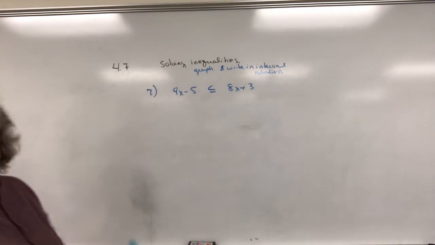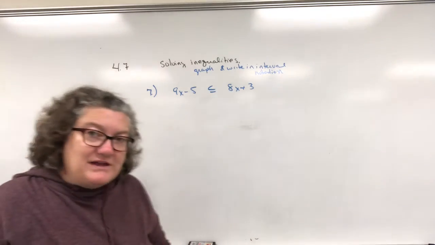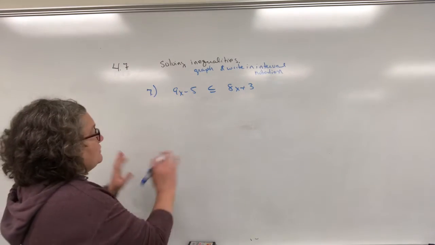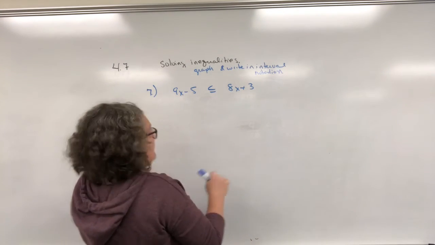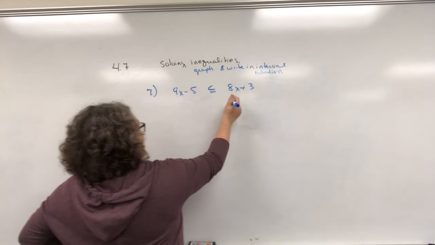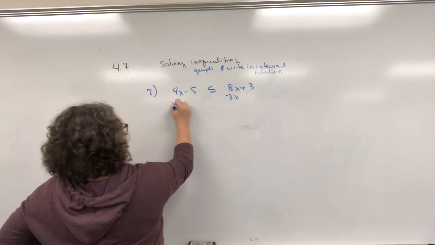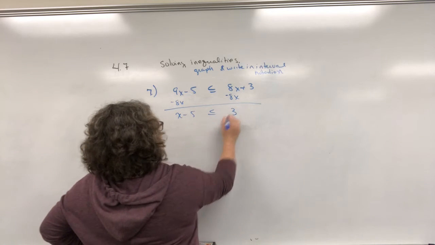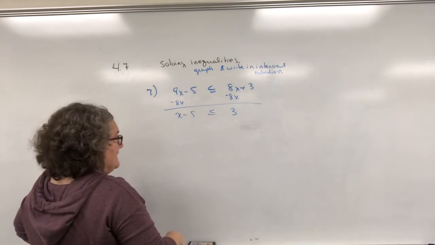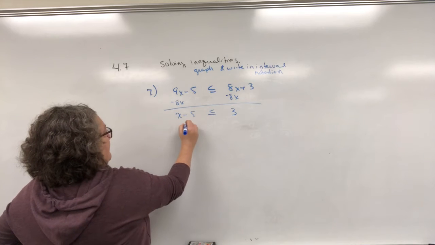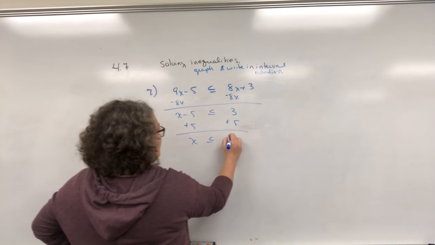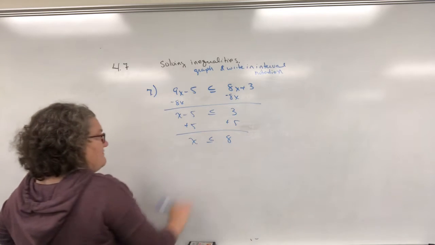All right, so the first thing we do, we're going to pretend it is an equation unless we're multiplying or dividing by a negative. So I don't do anything with this unless I'm multiplying or dividing by a negative. So here we go. We're going to subtract 8x, and I have x minus 5 less than or equal to 3. Because I didn't multiply or divide by a negative, I subtracted it. Now I need to add 5. x is less than or equal to 8. So now I have my statement.